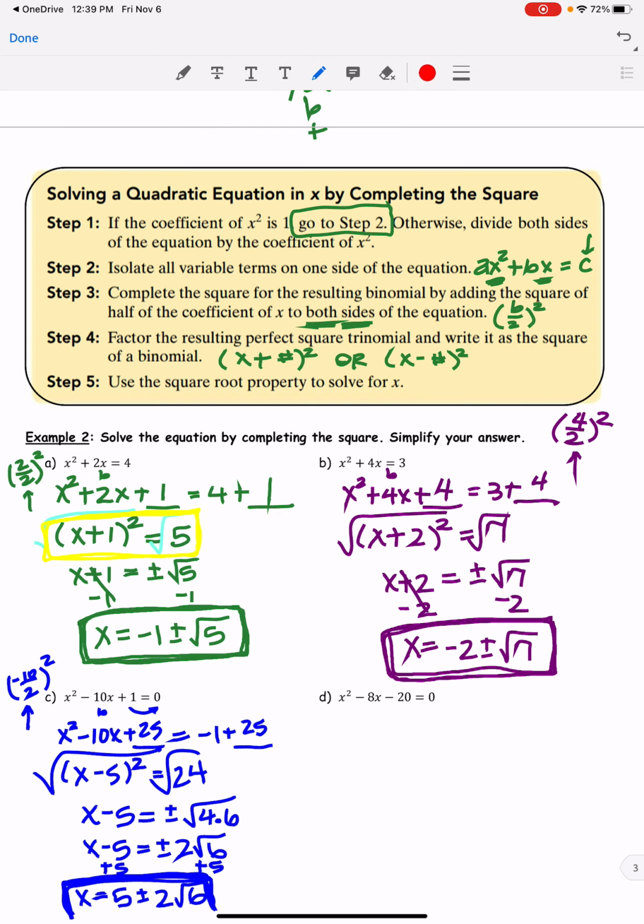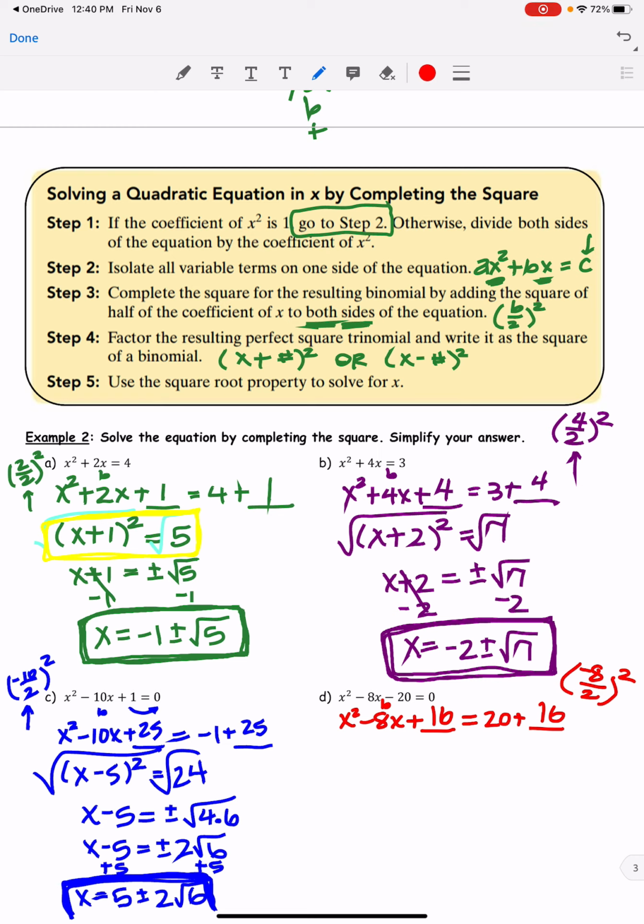And then our last one. We need to isolate our variables and get our constant to the other side. So the opposite of a minus 20 is a plus 20. So I'm going to have x squared minus 8x plus something equals 20 plus something. Use your formula. My b is negative 8. So I've got negative 8 over 2 quantity squared. Negative 8 divided by 2 is negative 4. Negative 4 squared is a positive 16.